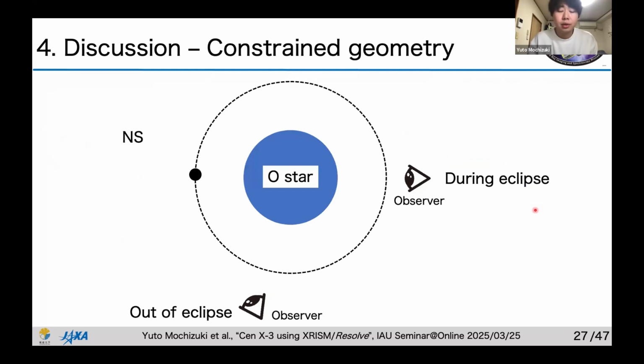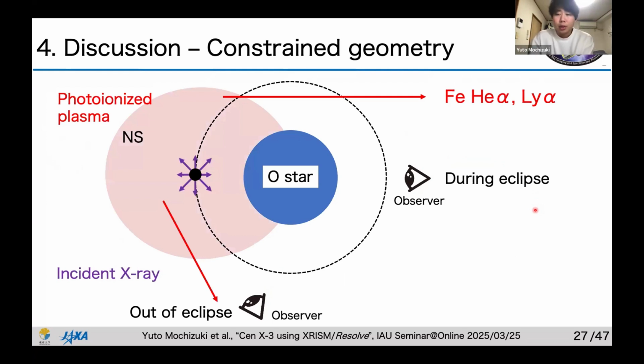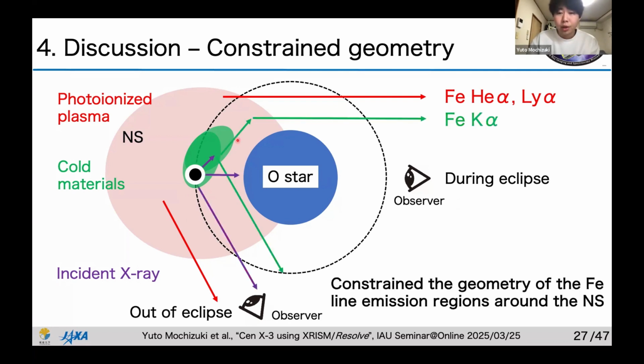So in conclusion, we can create a picture of Centaurus X-3. The red circle shows the photoionized plasma around the neutron star, extended more than the size of the O star, which originates the ionized iron lines. On the other hand, the iron K alpha emission lines originate from slightly extended cold material between the neutron star and the O star, as the green structure like an accretion flow. And we have constrained the geometry of the iron line emission region around the neutron star.